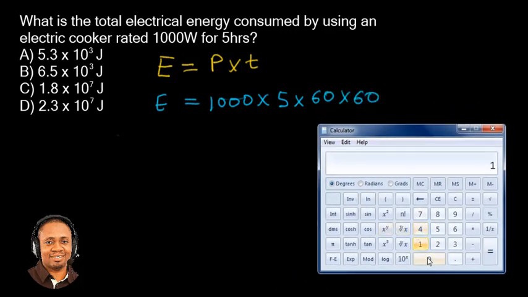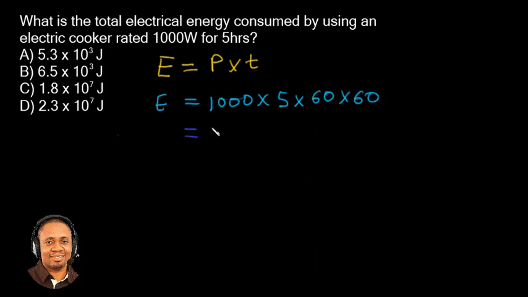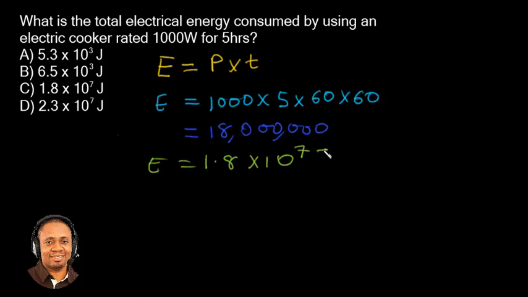multiply this. So we have 1000 times 5 times 60 times 60, and that will give us 18 million. Okay, so we have 18 million, and if we're to leave that in indices form, we'll have 1.8 times 10 raised to the power of what? Okay, let us count. 1, 2, 3, 4, 5, 6, 7. 10 raised to the power 7 joules.